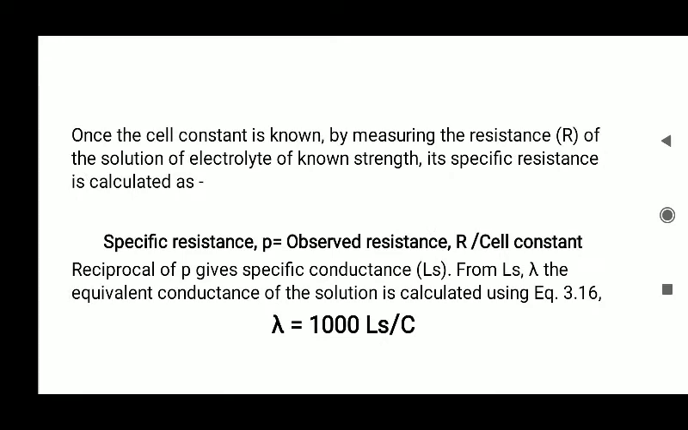Once the cell constant is known, by measuring the resistance of a solution of electrolyte of known strength, its specific resistance is calculated as specific resistance is equal to observed resistance divided by cell constant. The reciprocal of rho gives specific conductance Ls. The equivalent conductance of the solution is calculated by using the equation lambda is equal to 1000 Ls upon C.